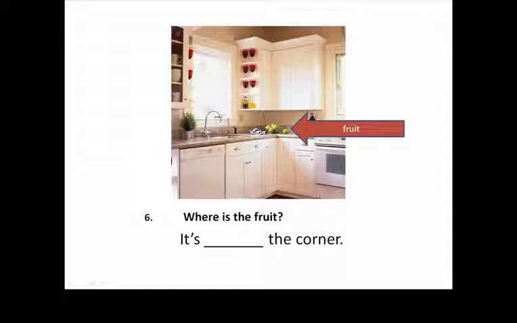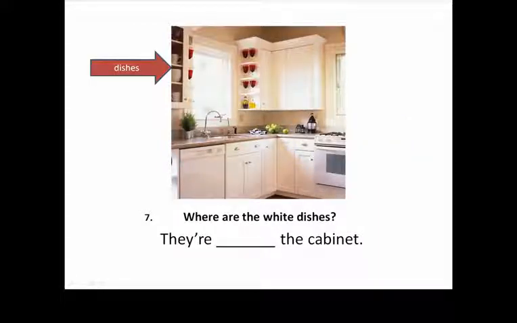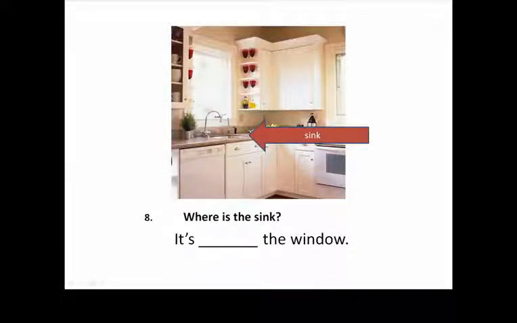6. Where is the fruit? It's in the corner. 7. Where are the white dishes? They're in the cabinet. 8. Where is the sink? It's next to the window. We can also say it's in front of the window.